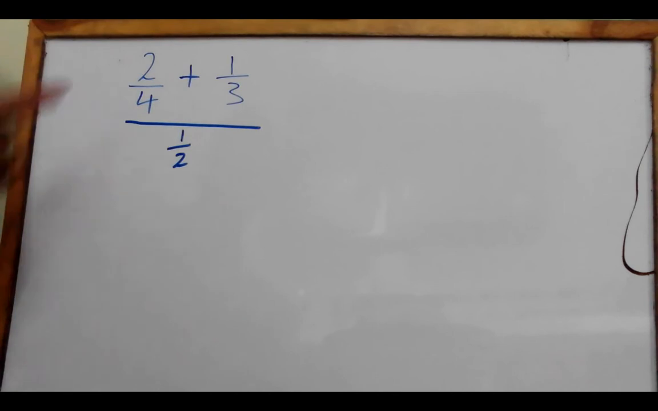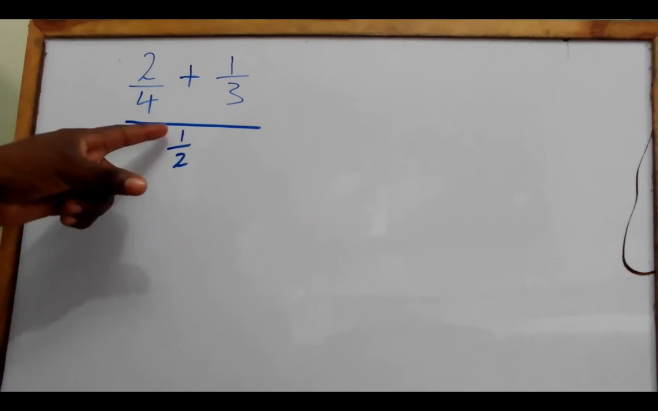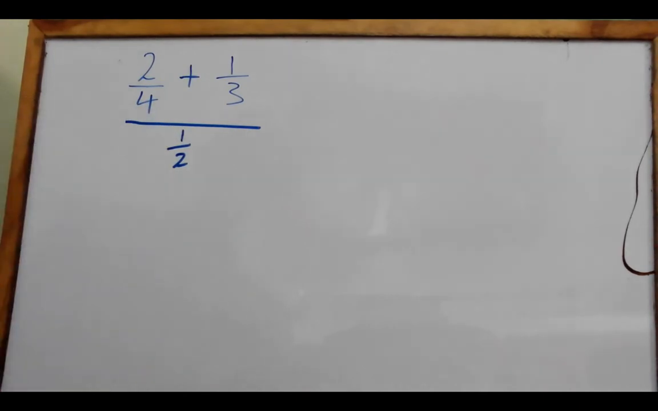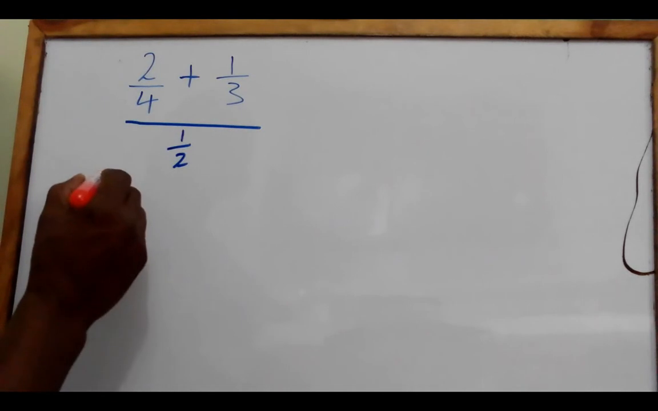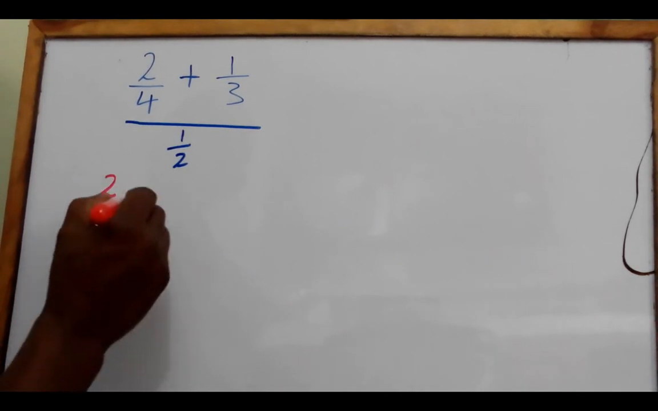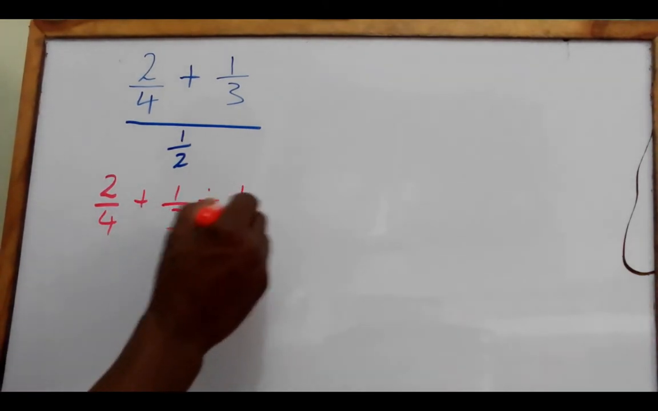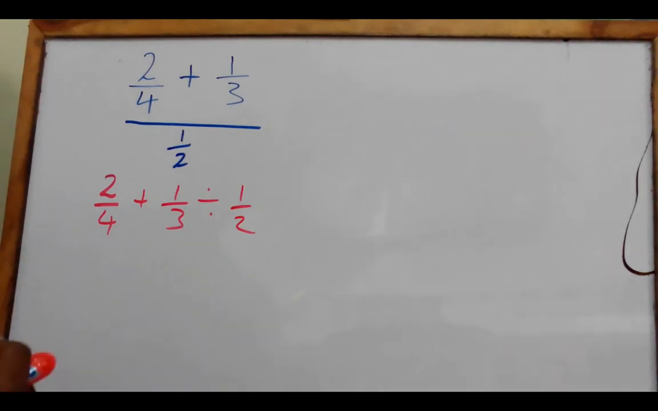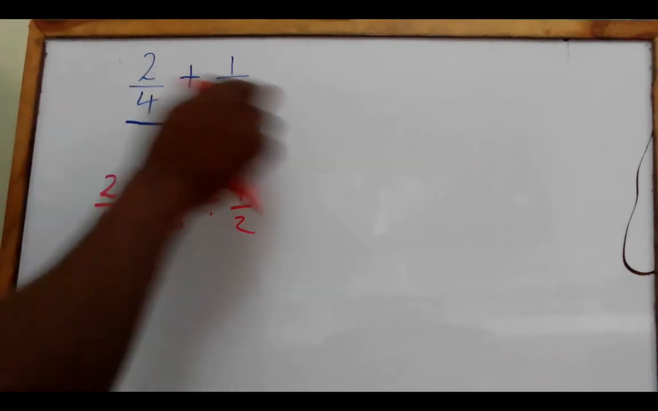So here we have 2 over 4 plus 1 over 3 over 1 over 2, which is the same thing as half. How do we work out this? Let me show you how to calculate this. I'm going to rewrite everything up here. So I'm going to write 2 over 4 plus 1 over 3 divided by 1 over 2, which is the same thing as half.